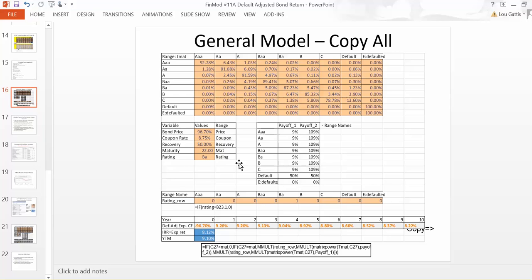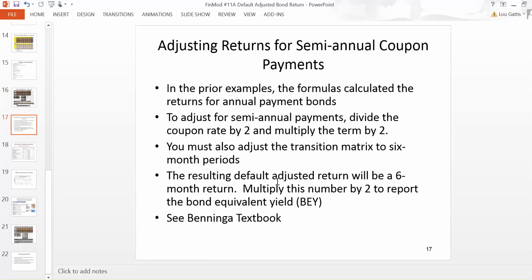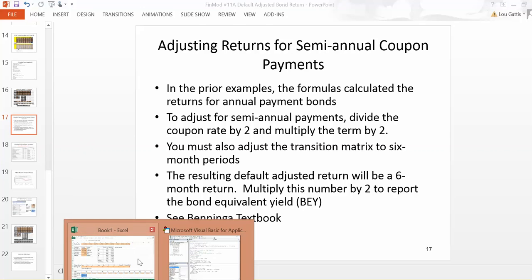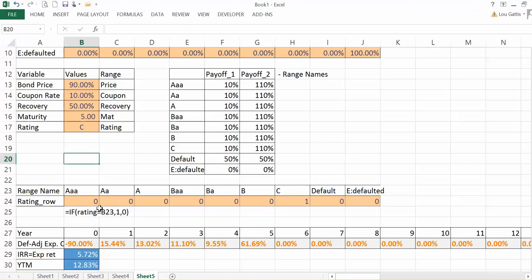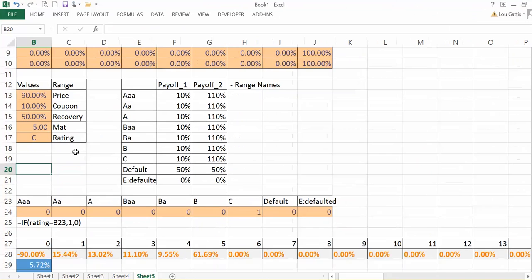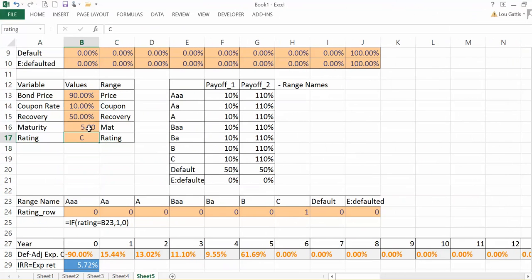So if you wanted to get, say, semi-annual payments or quarterly bond payments, you'd have to adjust the transition matrix to get, say, a semi-annual transition matrix, a 6-month transition matrix, and then have the periods multiplied times the number of payments per year. So we're not going to deal with that. Now, using this model, you can see as long as you're dealing with 1-year annual payment bonds, it's just a matter of getting its current rating, maturity, price, coupon, recovery.